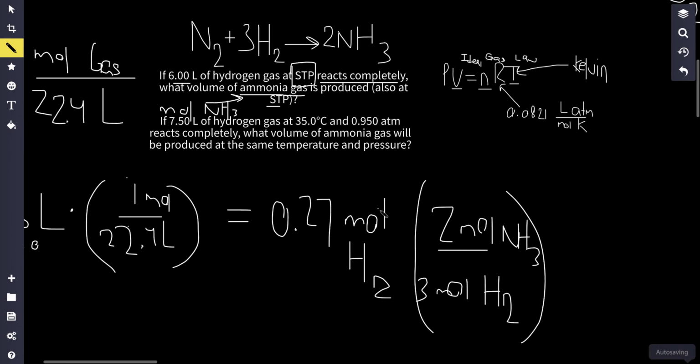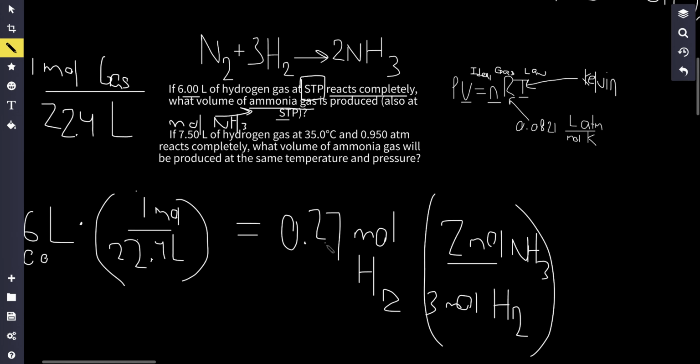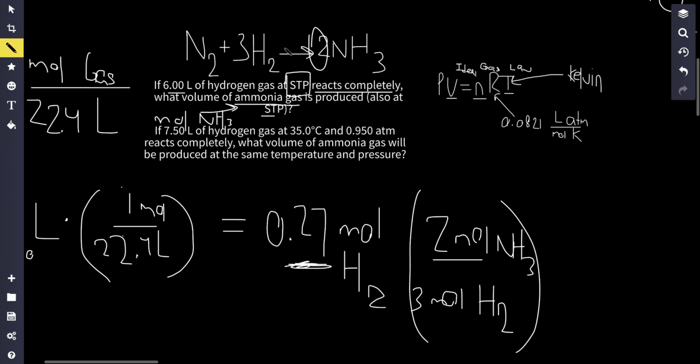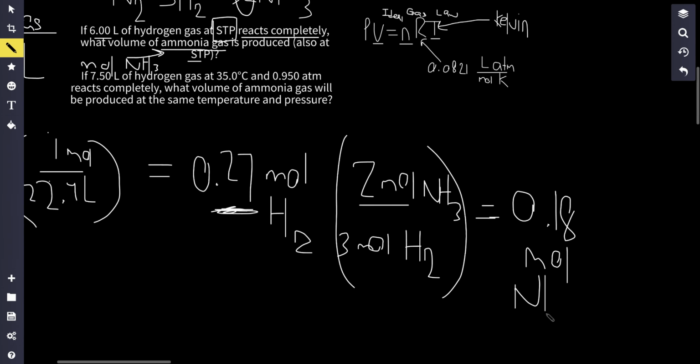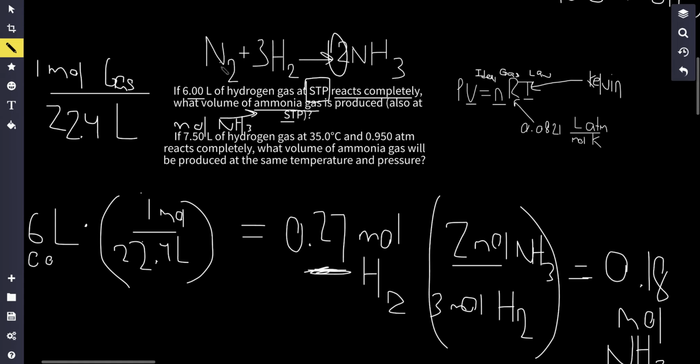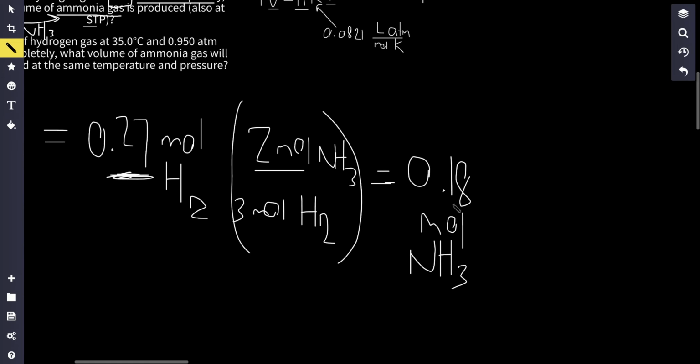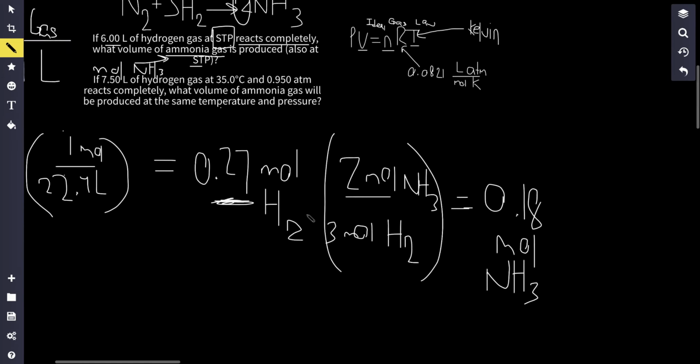Another way to think about this is, if we have some amount of hydrogen gas, then the ratio between ammonia and hydrogen is going to be a 2 to 3 ratio. So we're going to get 2/3 the amount of moles of ammonia as we started with for hydrogen gas. Now that we have moles of ammonia, remember that this is at STP, so we can convert this into liters. We can use the same conversion factor.